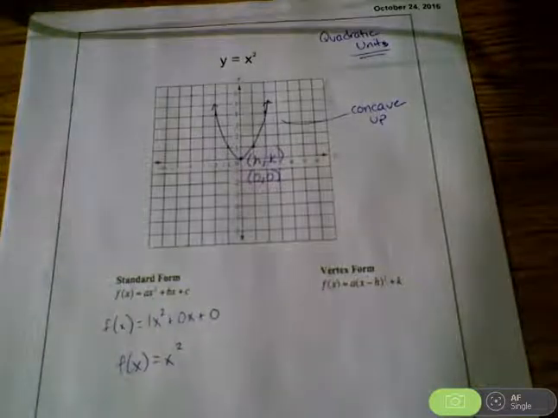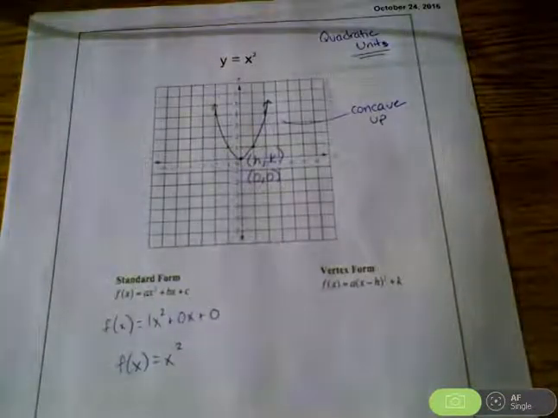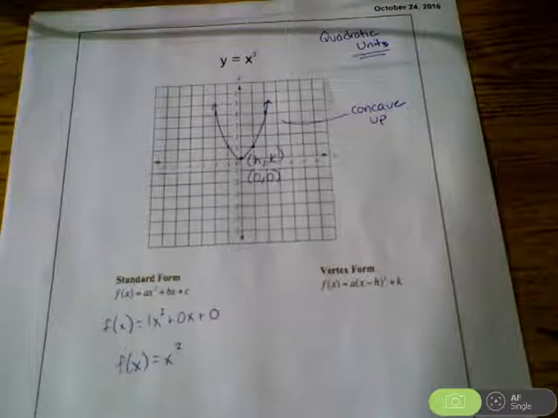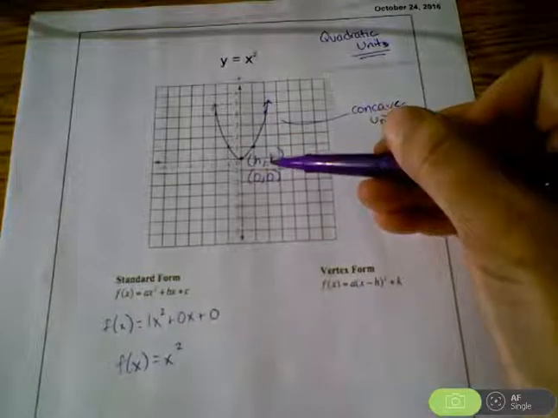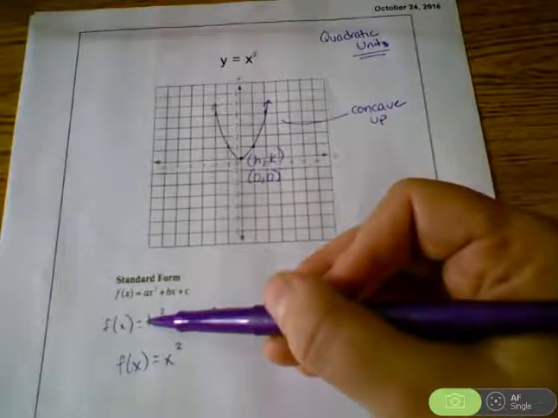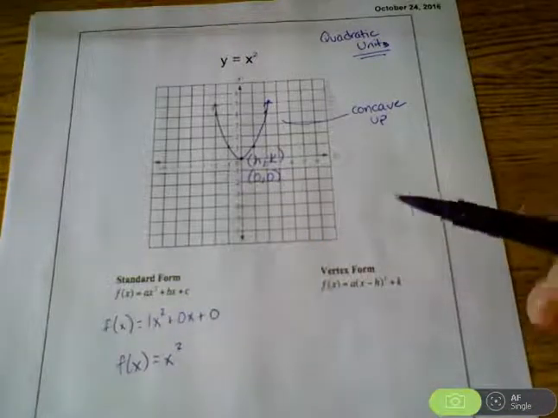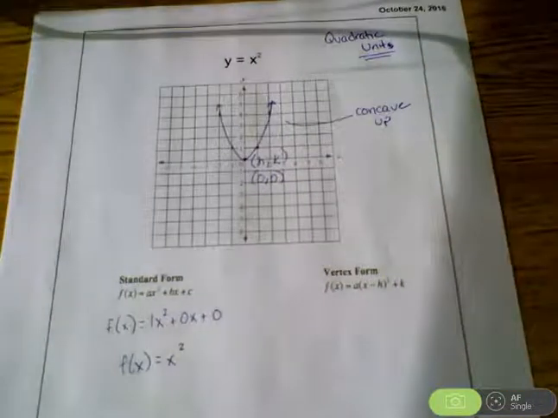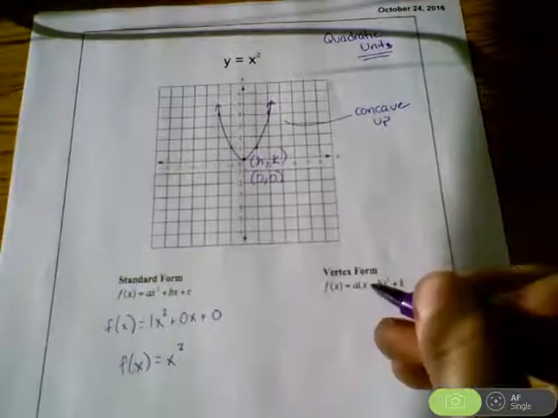Now the thing is, standard form doesn't really give us much information, except for if it's flipped up or down. If it's reflected, that would be the a value that's given to us. That would tell us that. But in vertex form, we have a lot more information. So here's the cool thing.